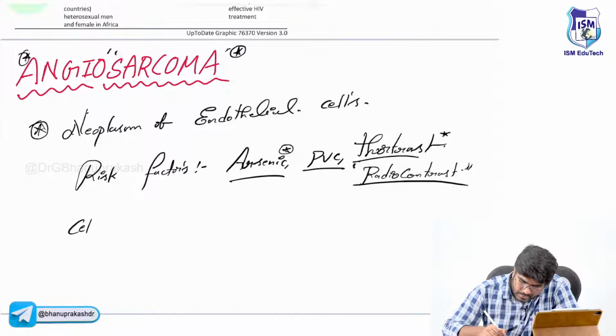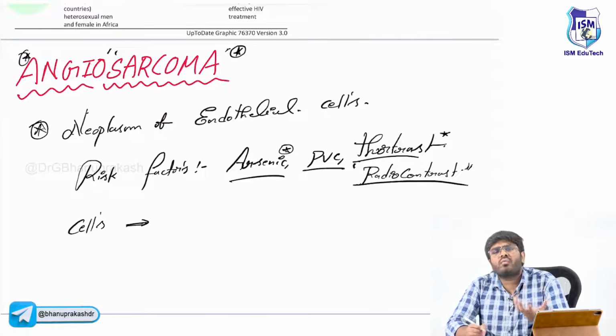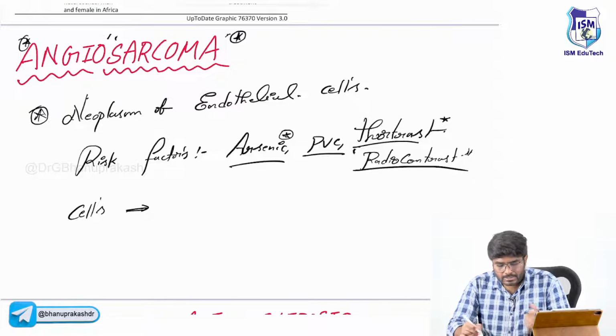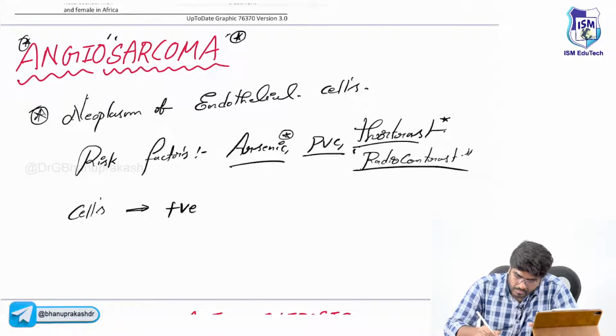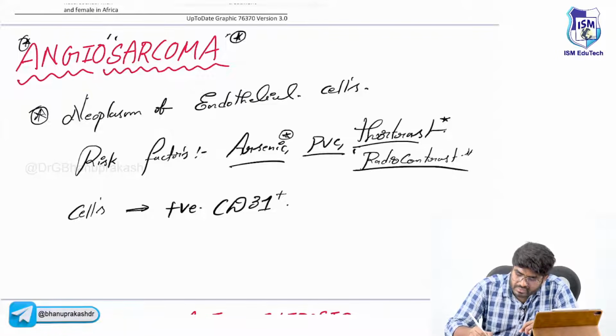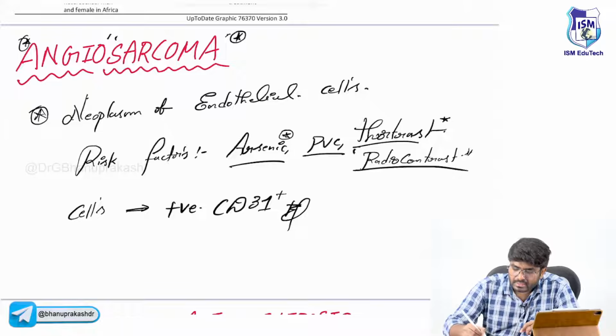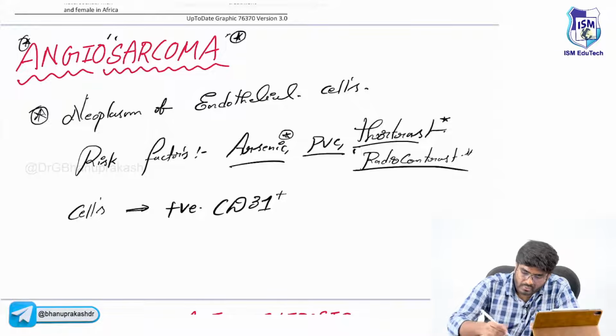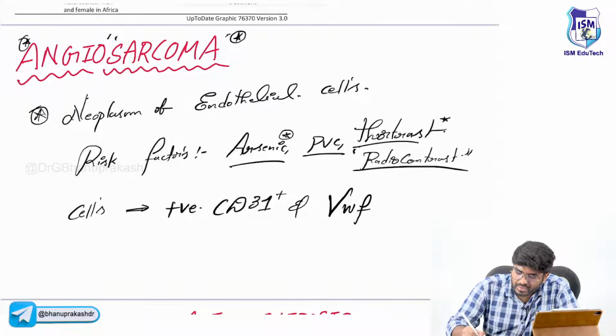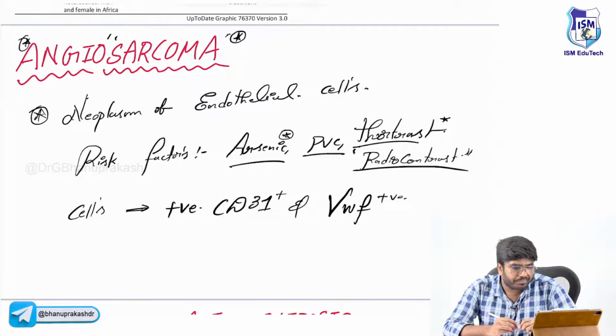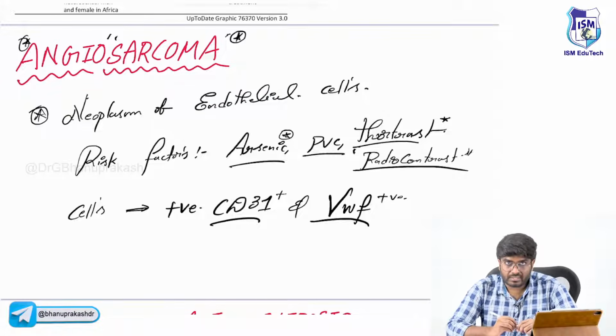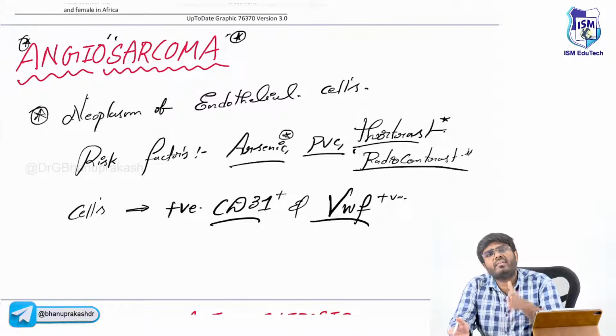These neoplastic cells are a cancer of endothelial cells, right? So these cells are positive for which CD marker, do you know? These cells are positive for CD31. Along with that, the cells are also positive for von Willebrand factor on immunohistochemistry. Why? Because they are present in endothelial cells. Von Willebrand factor is present in the Weibel-Palade bodies of endothelial cells and helps in platelet adhesion, aggregation, clotting.